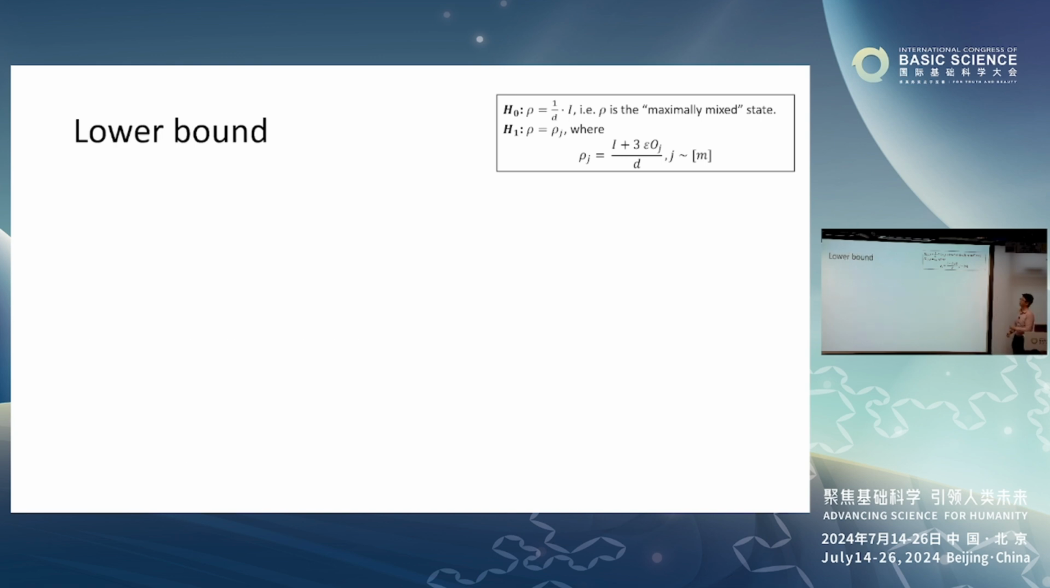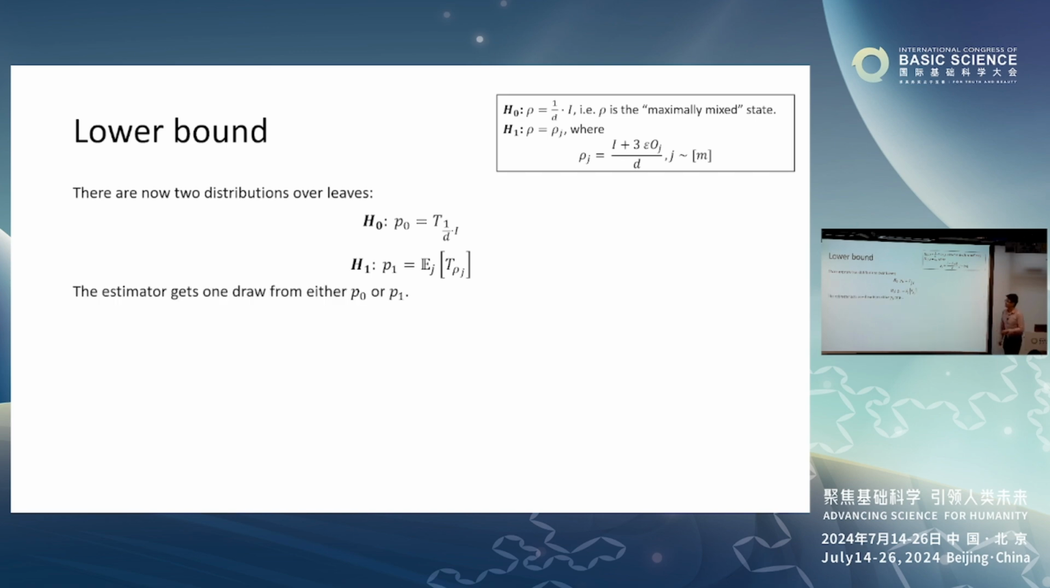Now how do I prove a lower bound for this distinguishing problem, distinguishing between H0 and H1? Fix some learning tree. There are now two distributions over leaves of this tree. One is the distribution induced by the maximally mixed state, and one is its expectation over the rho_j's. And again, the estimator gets one draw from either P0 or P1, and the algorithm, if it's supposed to succeed, needs to distinguish between these two cases.